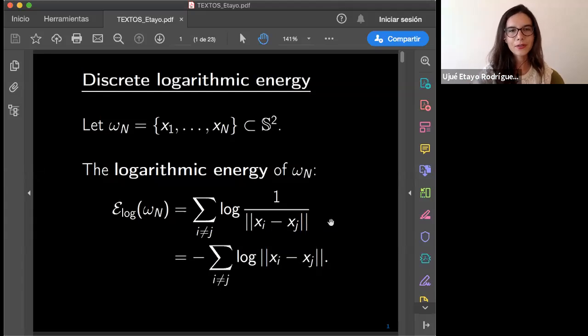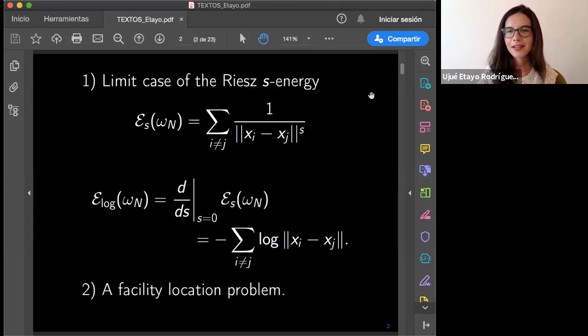All right, I told you this is the main thing we are working with today, but why? Why are we using this logarithmic energy? Okay, I can give you 2 ideas. Why are we studying it, or where does this logarithmic energy come from? You can think of it as a limit case of the Riesz energy.